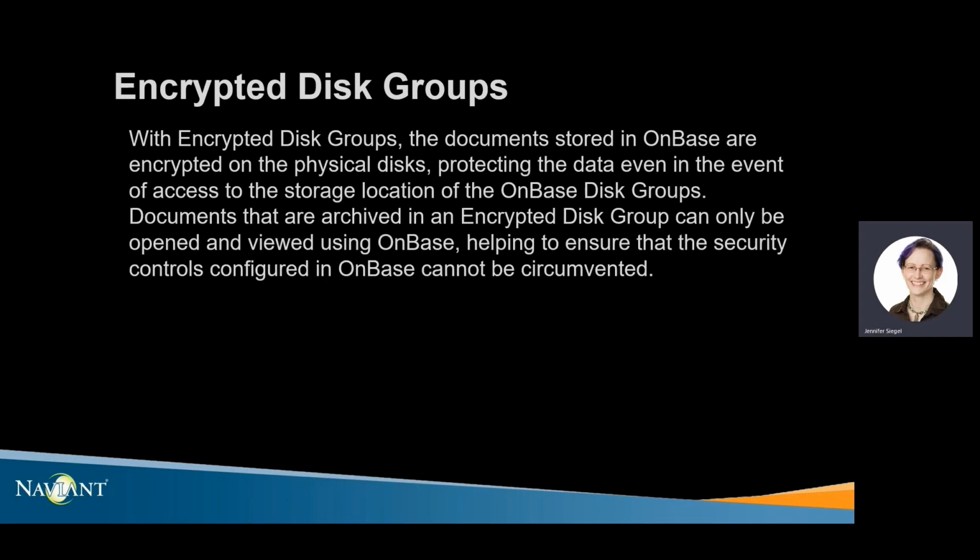Another way to eliminate the risk of users accessing documents directly in the disk group shares is to encrypt your disk groups. With encrypted disk groups, the documents stored in OnBase are encrypted on the physical disks, protecting the data even in the event of access to the storage location of the OnBase disk groups. Documents that are archived in an encrypted disk group can only be opened and viewed using OnBase, helping to ensure that the security controls configured in OnBase cannot be circumvented.